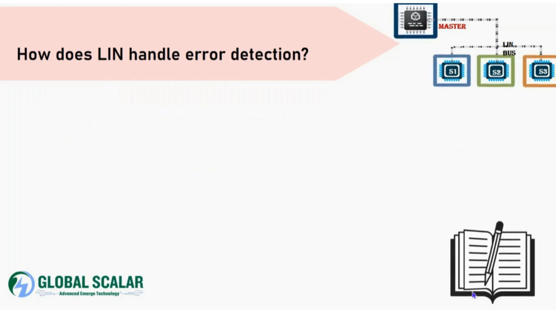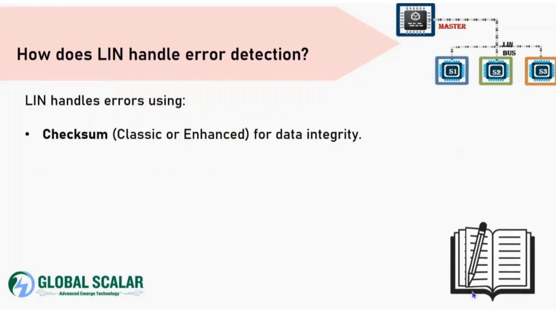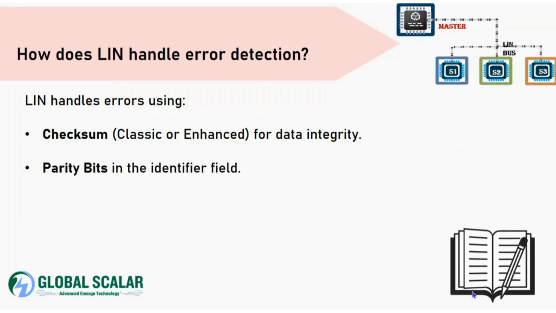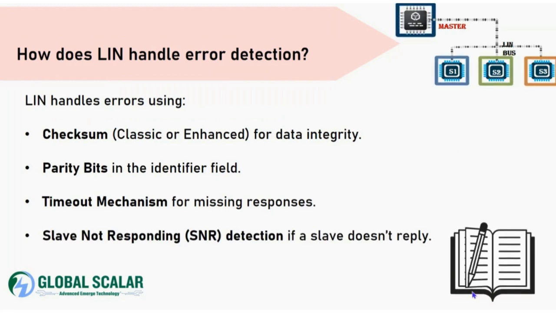How does LIN handle error detection? LIN handles errors using checksum, classic or enhanced, for data integrity, a parity bit in the identifier field, and a timeout mechanism for missing responses. Slave Not Responding, SNR, is the detection when the slave doesn't reply.